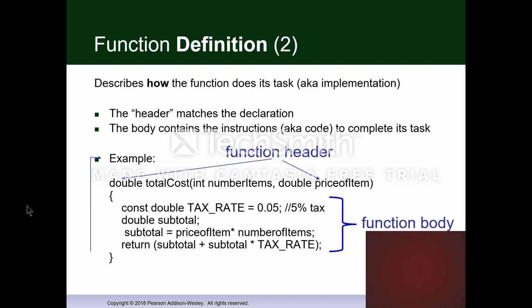Here we see that total cost will take two inputs. The first argument is an integer. The second argument is a double. Inside the function body, we will be multiplying the first argument, number of items, times the second, the price of those items, to determine the subtotal. Once we determine the subtotal, we will also calculate the tax and return the grand sum total of subtotal plus tax rate times subtotal to the calling part of the program. Note that this exactly matches the type double identified in the function header and the function declaration.